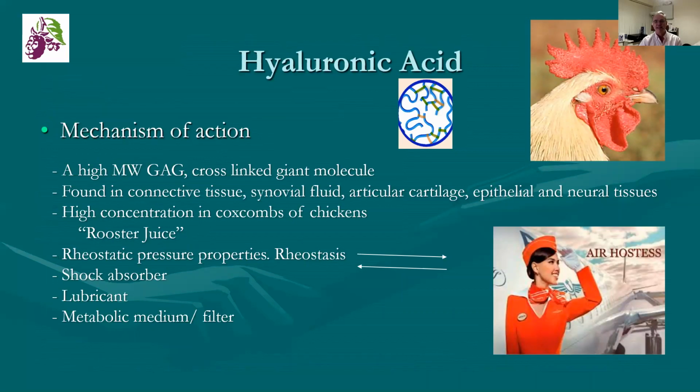Now, hyaluronic acid, as mentioned, is a high molecular weight molecule, a glycosaminoglycan, and it's found in connective tissue and in the brain, actually, but also in articular cartilage and synovial fluid, and in high concentration in cockscombs of chickens, from where the synthetic hyaluronic acid is manufactured, and it has rheostatic pressure properties. You may wonder what the air hostess is doing in the bottom right-hand corner, but it's only that air hostess is an anagram of rheostasis. So it's also a shock absorber and a lubricant and a metabolic medium or filter.